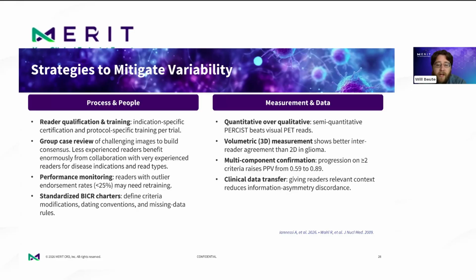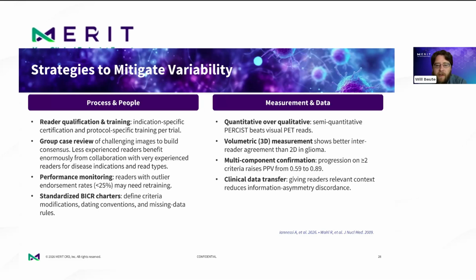We can also use performance monitoring. It has been suggested that readers with outlier endorsement rates below 25% may need to be flagged for retraining. And underpinning all of it, standardized BICR charters that define criteria modifications, dating conventions, and missing data rules up front. A specific comprehensive charter can drastically reduce the number and significance of instances of reader variability that could foreseeably arise during a trial.